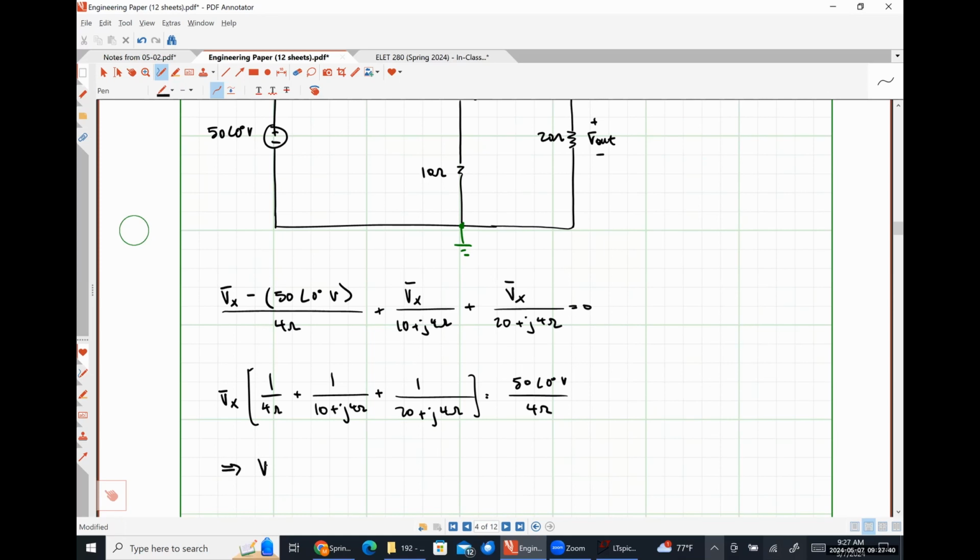From this, I got Vx is equal to 32.316 with an angle of 6.546 degrees volts.